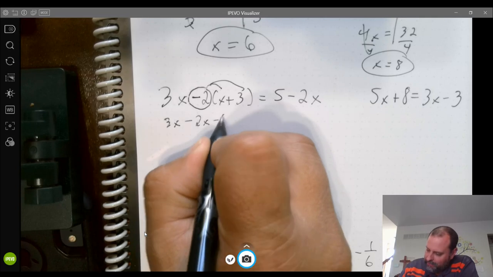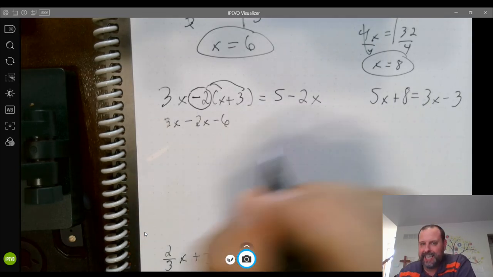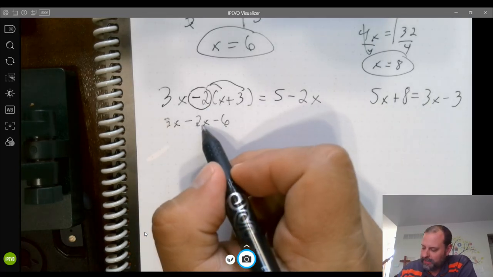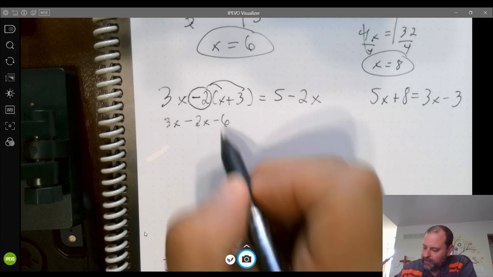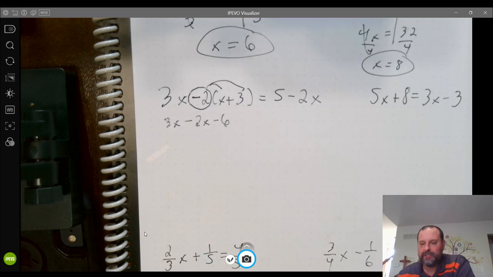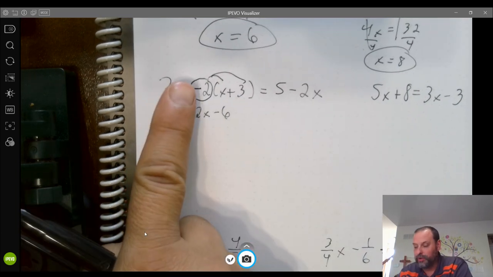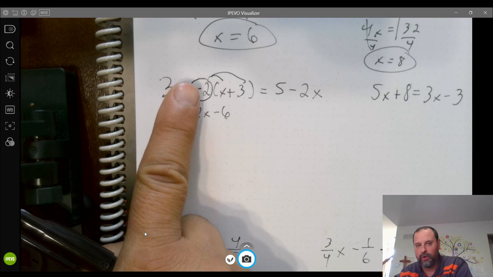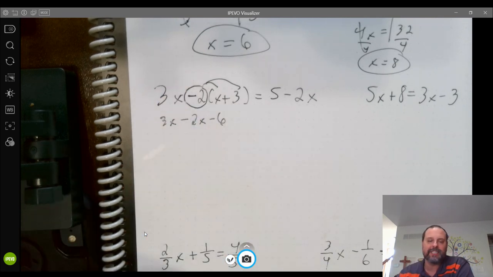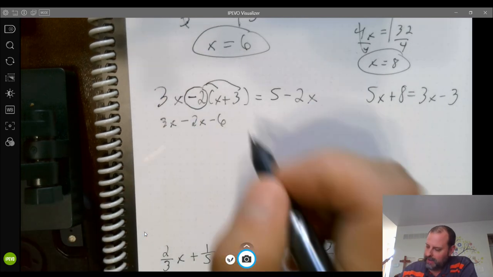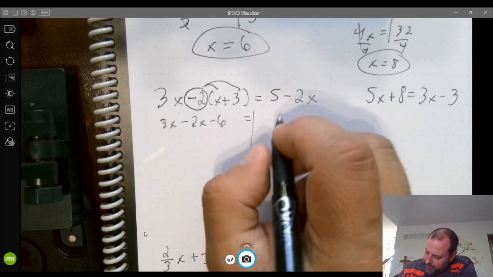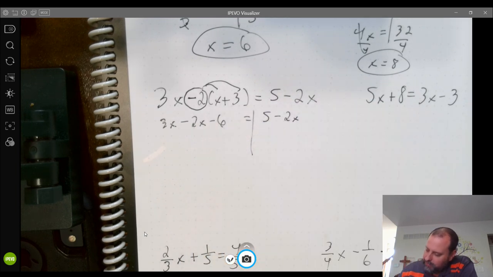So I get -2x minus 6, because -2 times x is -2x, and -2 times 3 is -6. So I don't just distribute the 2 and say, oh, I get 2x plus 6. No, the sign goes with it. Now, on the other side, I just have 5 minus 2x.